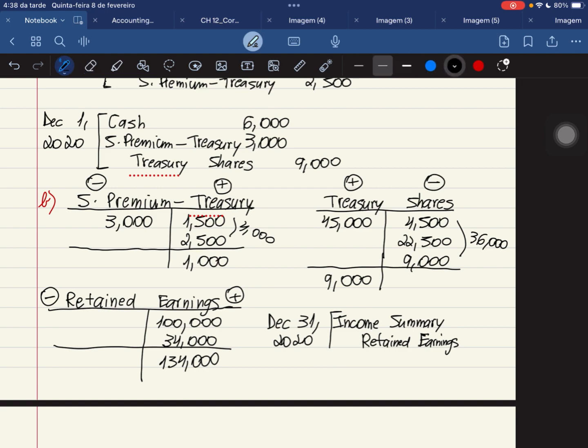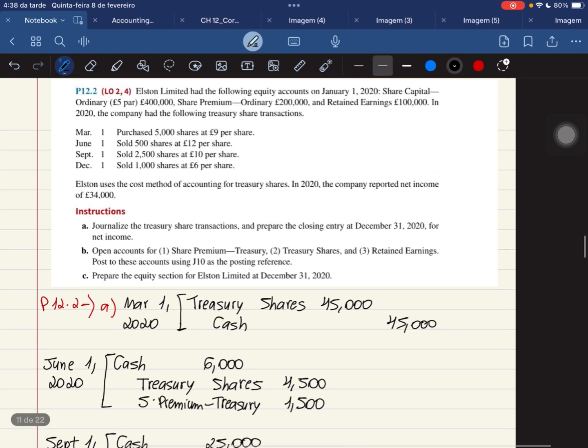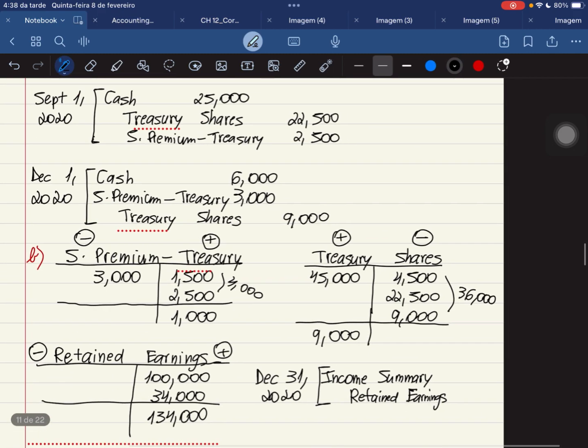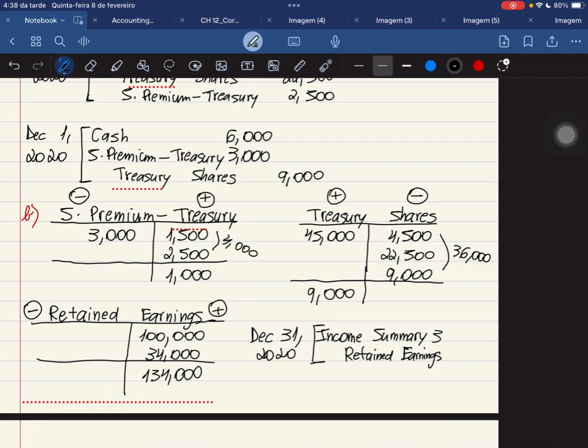So this is why. And the value, they told us, right? In 2020, the company reported net income of 34,000. So we would have 34,000 for both of them. And make sure that you specify, here I don't have enough space, but make sure that you specify that this would be a closing entry.